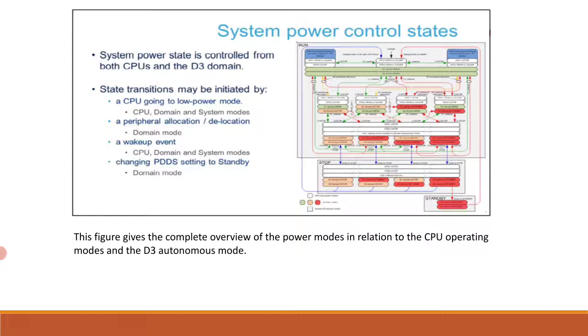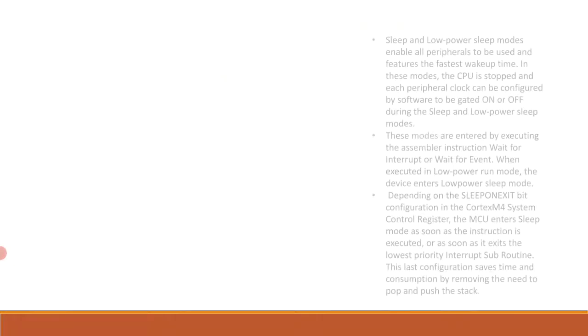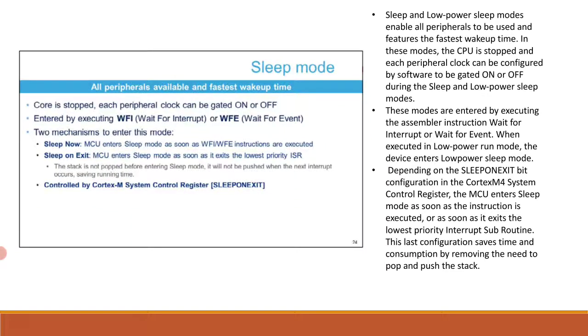So let's talk about sleep mode first. Sleep and low power sleep modes enable all peripherals to be used and feature the fastest wake up time. In these modes, the CPU is stopped and each peripheral clock can be configured by software to be gated on or off during the sleep and low power sleep mode. These modes are entered by executing the instruction wait for interrupt or wait for event, WFE or WFI.